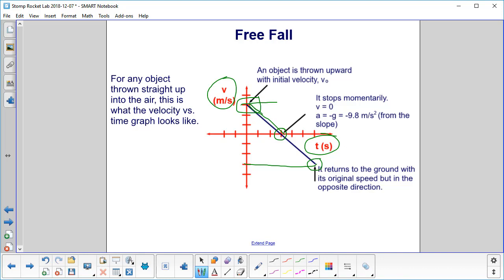When you take the slope of this line, and again you'd have to put proper units here instead of just 1, 2, 3, you will find the slope is negative 9.8 meters per second squared. That is the acceleration, which is minus g, because acceleration is delta v over delta t, which is also the slope of that line.